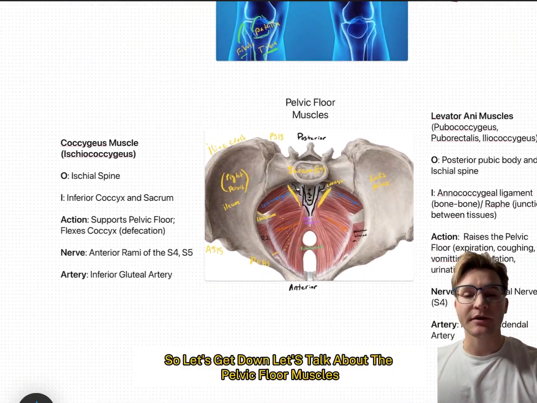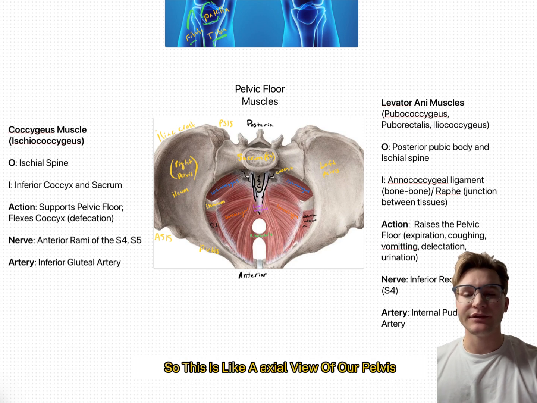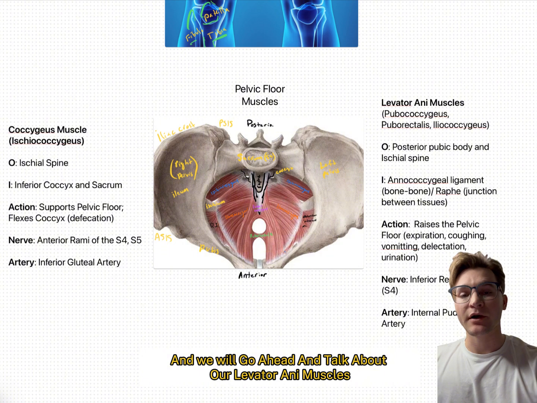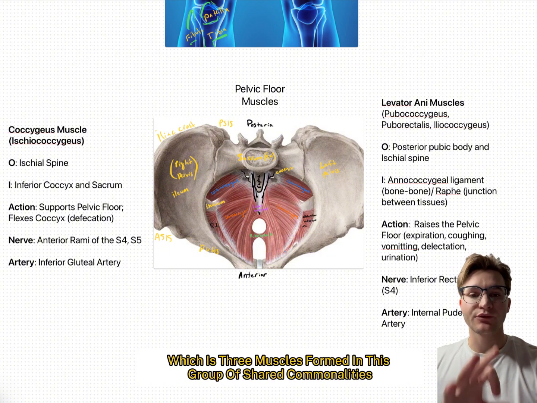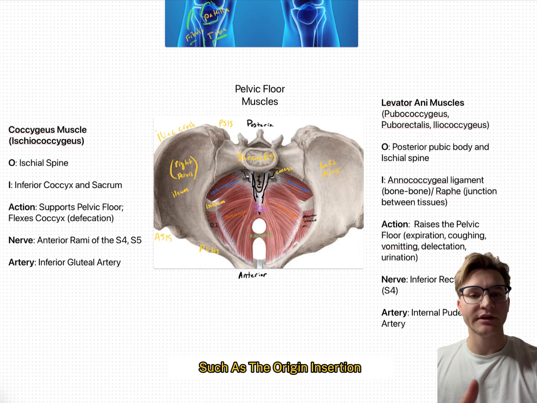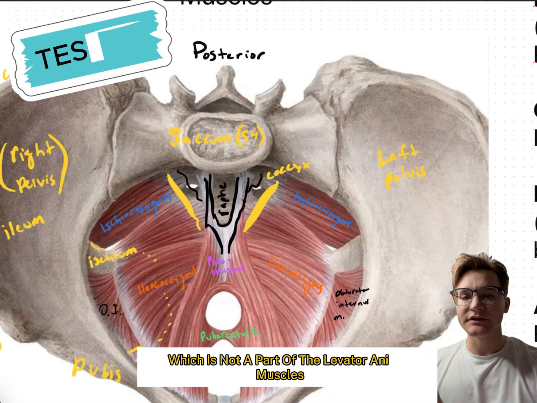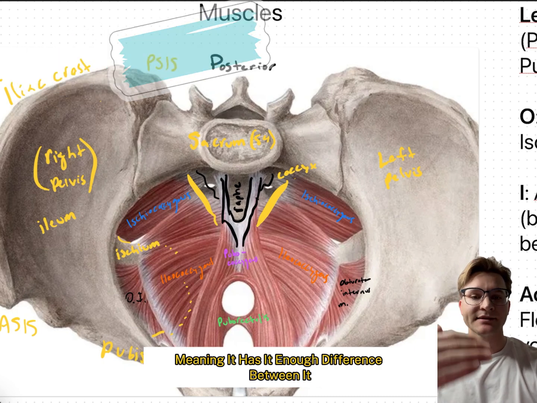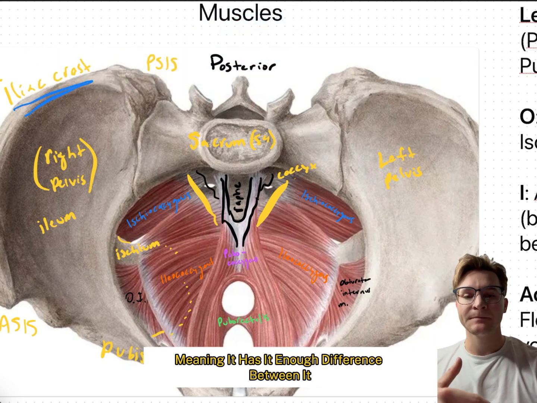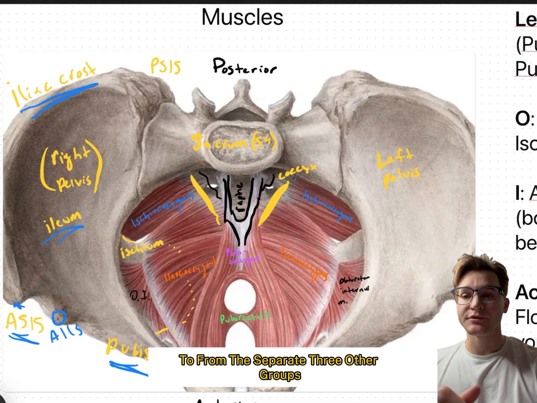So let's talk about the pelvic floor muscles. So this is like an axial view of our pelvis, and we'll go ahead and talk about our levator ani muscles, which is three muscles formed in this group of shared commonalities, such as the origin, insertion, action, nerve, and artery supply. And then you have our coccygeus muscle, or ischiococcygeus muscle, which is not a part of the levator ani muscles, meaning it has enough difference between it and the other three to be separate.